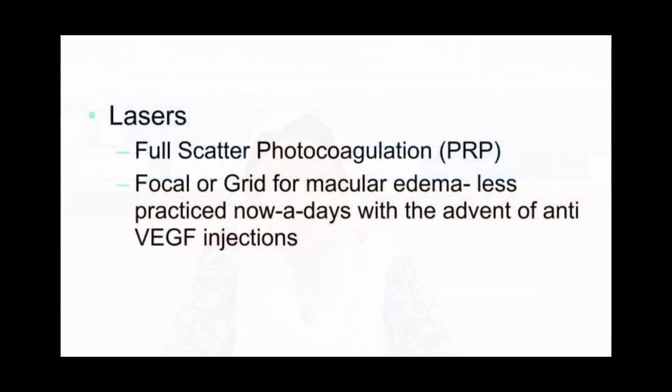Then the next modality of treatment of diabetic retinopathy is lasers. There are different kinds of lasers used in the treatment of DR. The most important one is pan-retinal photocoagulation, for which frequency doubled Nd:YAG laser is used. This will reduce the oxygen demand of the retina. We know that hypoxia is the factor leading to neovascularization, which will later lead to vitreous hemorrhage and tractional retinal detachment.